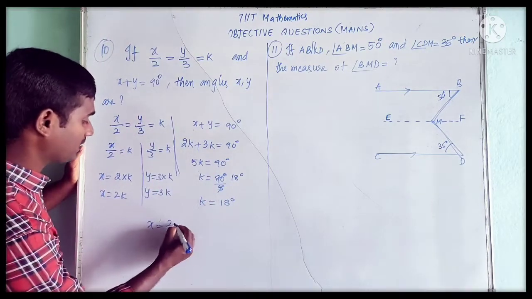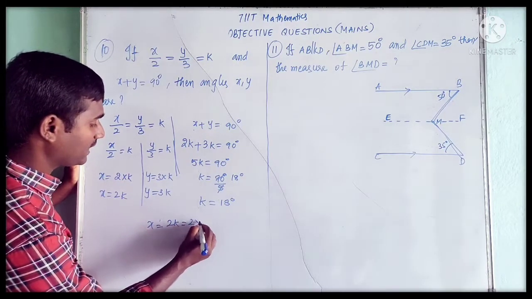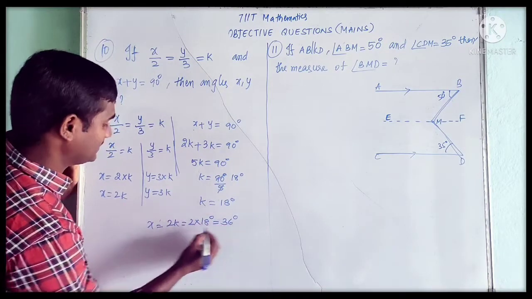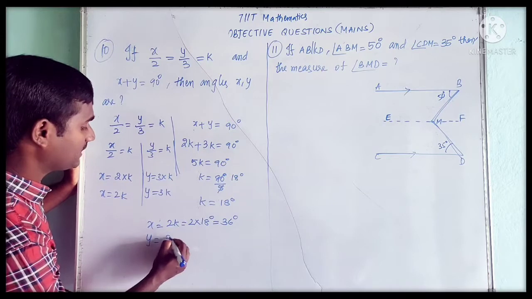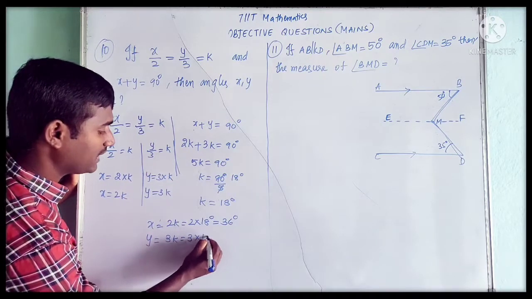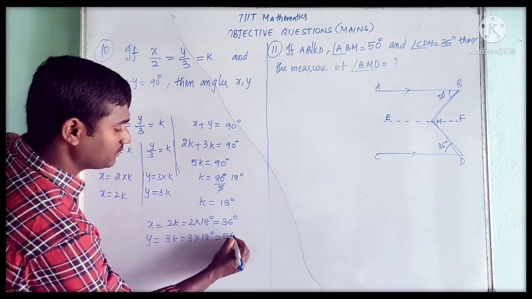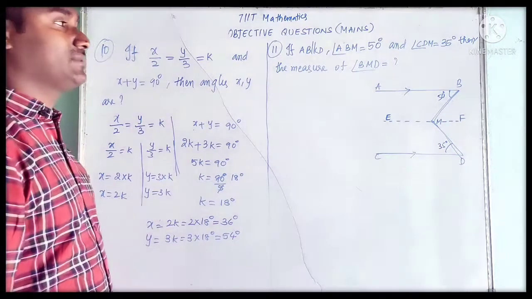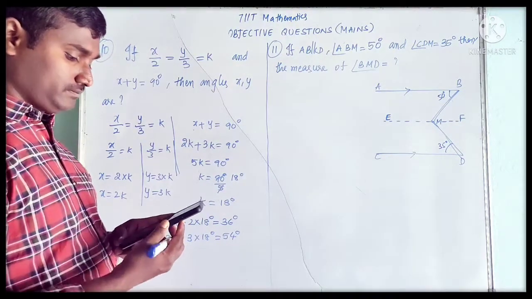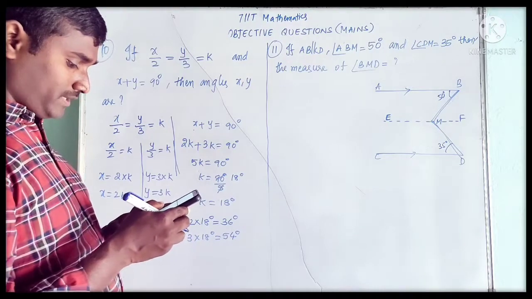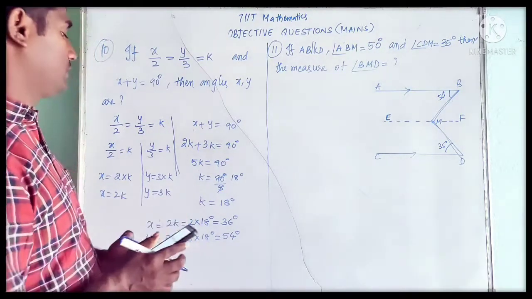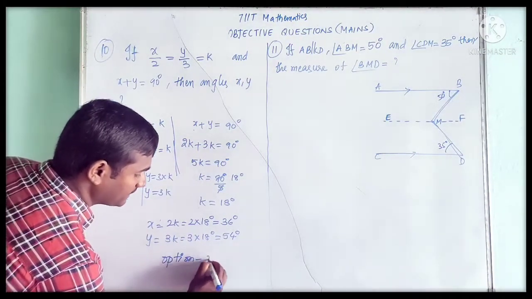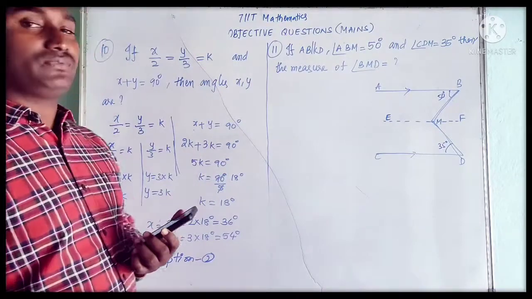Now we need to find the x and y values. X is equal to how much? 2k. 2k means 2 into k. K is how much? 18 degrees. 2 into 18, 2 18s are 36 degrees. Next, y is equal to 3k. So 3 into 18 degrees, which is equal to 54 degrees. Okay. So what is the correct option for that? Option 2 is the correct option. 36, 54 degrees.